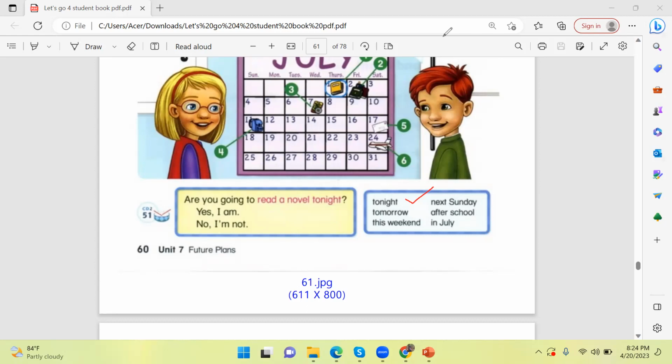I do my homework. Yes, I'm doing my homework. Okay, very good. How about tomorrow? Tomorrow, I go to school. Tomorrow you're going to school. Very good. That's one. This weekend? I go sleeping. Okay, how about next Sunday?